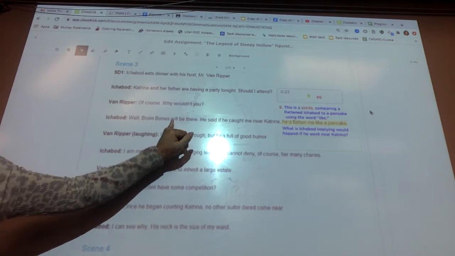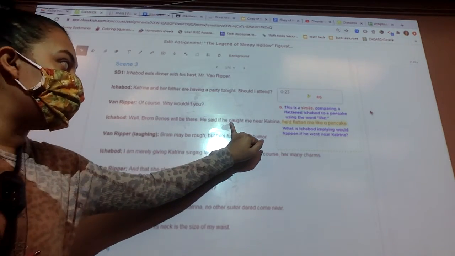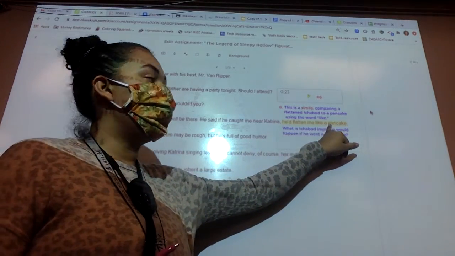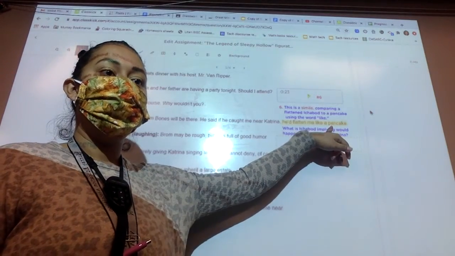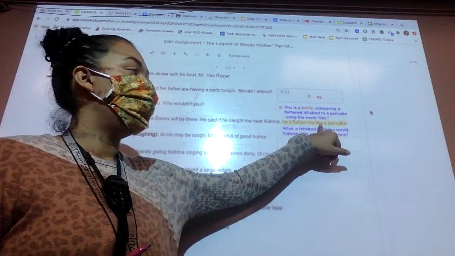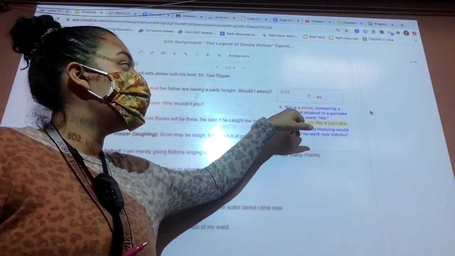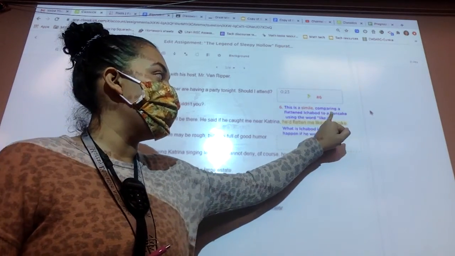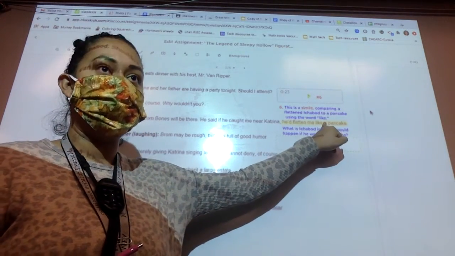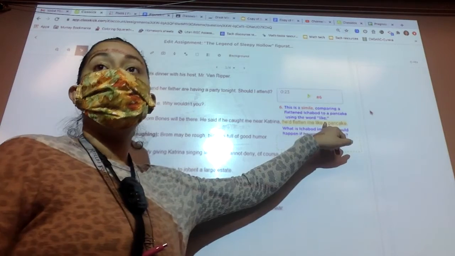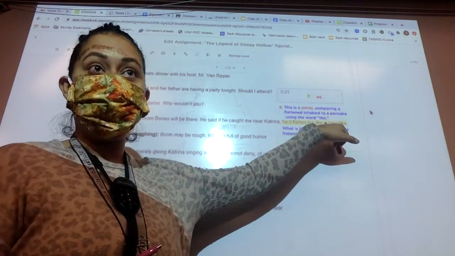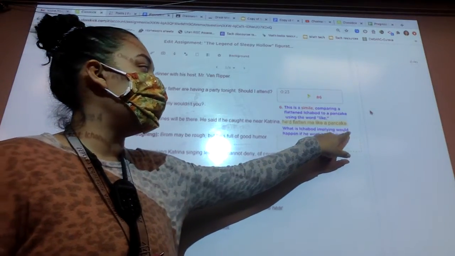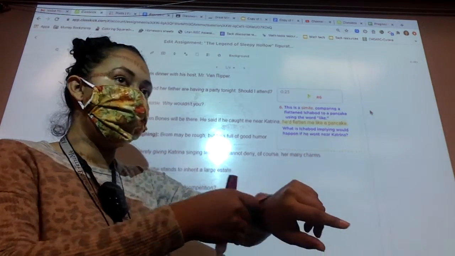"Well, Brom Bones will be there. He said if he caught me near Katrina, he'd flatten me like a pancake." What word is it using? Like. This is a simile, comparing a flattened Ichabod to a pancake using the word like. So what is Ichabod implying would happen if he went near Katrina?